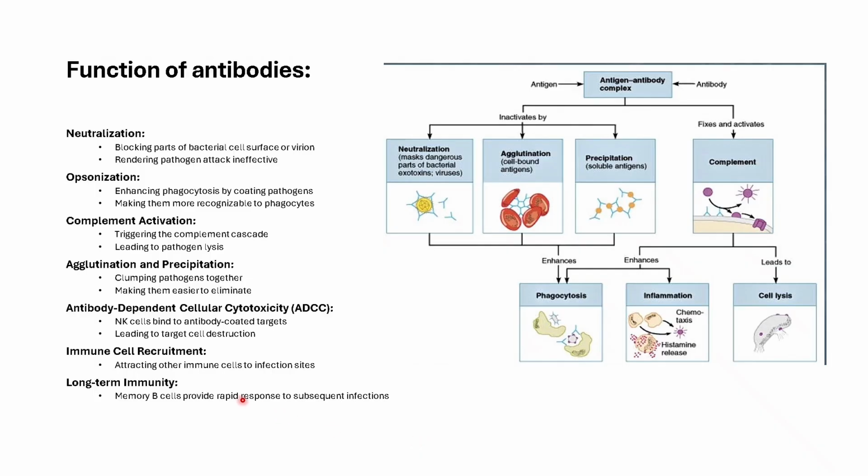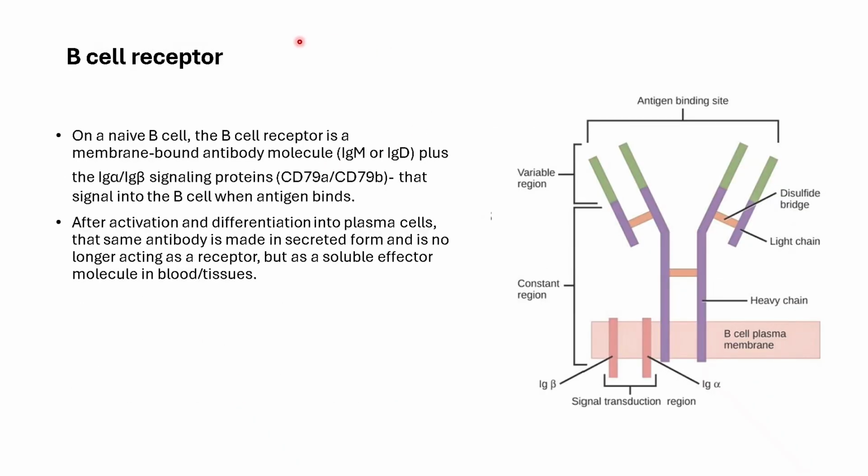A B-cell receptor is present on naive B cells, and it's essentially an IgM or IgD antibody and a signaling protein. This signaling protein is called the Ig alpha or Ig beta, which signals into the B cell when an antigen binds, and this releases the bound antibody. So basically, the antibody that was bound to the membrane is no longer a receptor, it now acts as a soluble antibody. This happens after the B cell differentiates into a plasma cell upon activation.